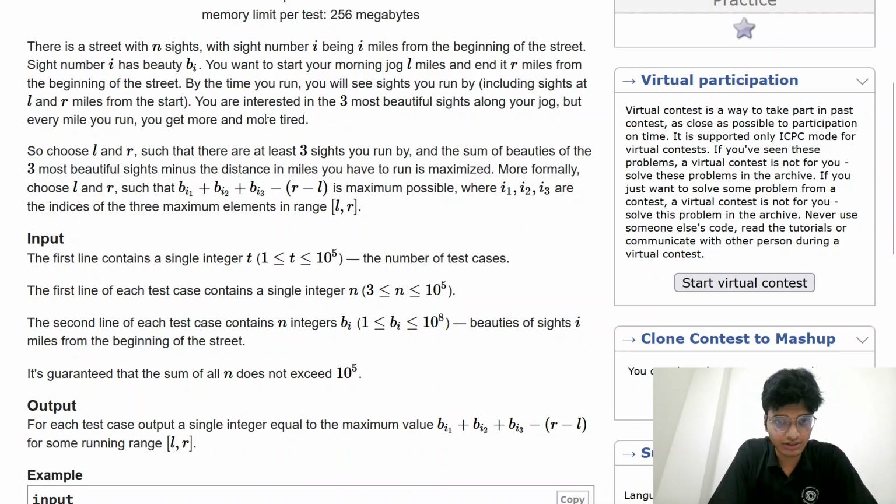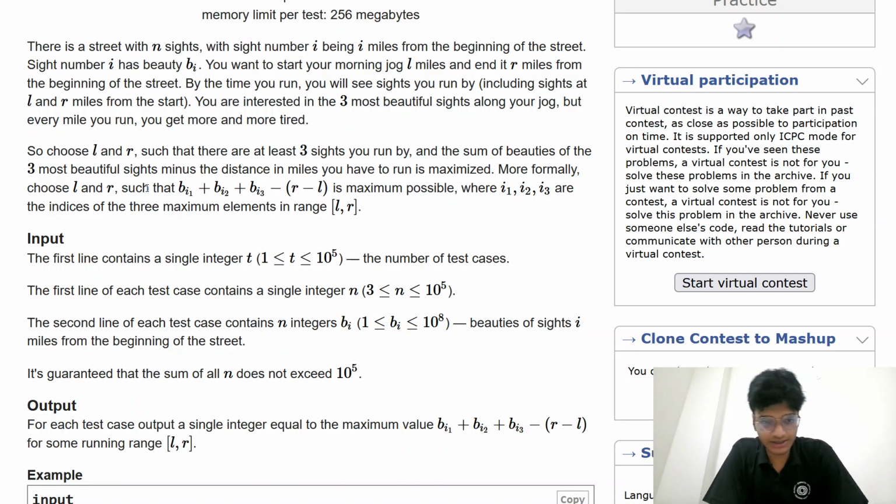You are interested in the three most beautiful sites along your jogging, but every mile you run, you get more and more tired. So let's choose some L and R such that there are at least three sites you run by, and the sum of beauties of the three most beautiful sites minus the distance in miles that we have run so far. They have given us the formula too: b_i1 plus b_i2 plus b_i3 minus (R minus L) should be the maximum possible. So we have to find the maximum beauty that we can achieve.